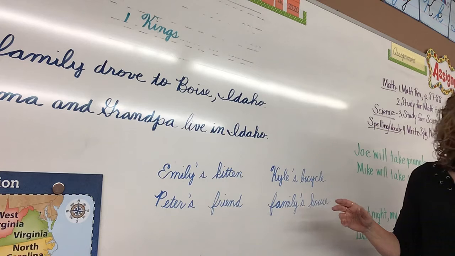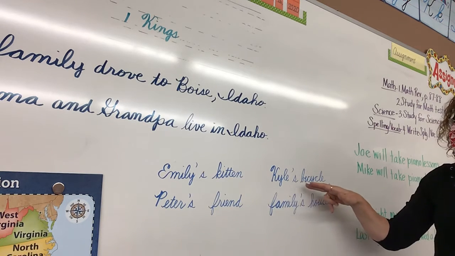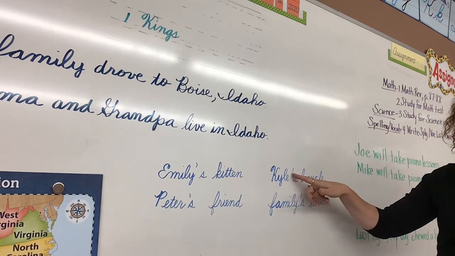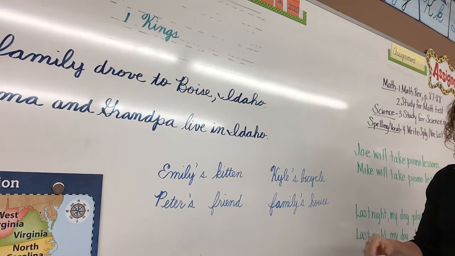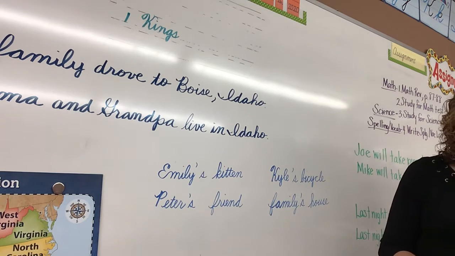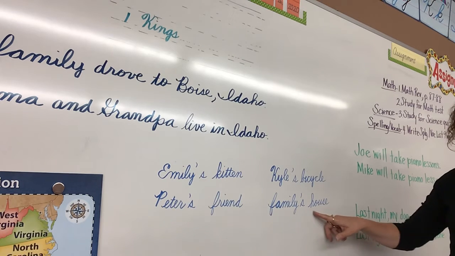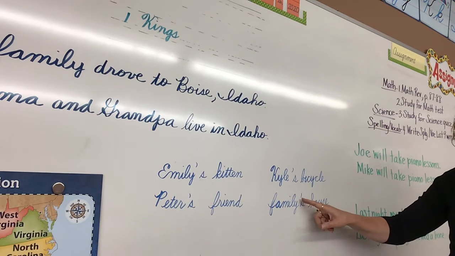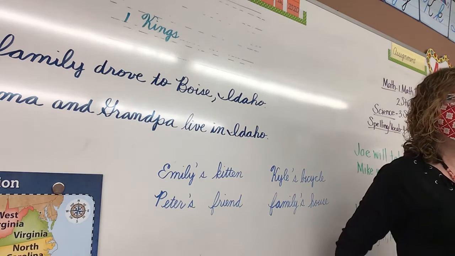Alright? That bicycle belongs to Kyle. So it is Kyle's bicycle. Kyle, apostrophe S, bicycle. Okay? And the house that belongs to that family, that would be the family's house. So family, apostrophe S, house. Alright? So that is how you would do this.